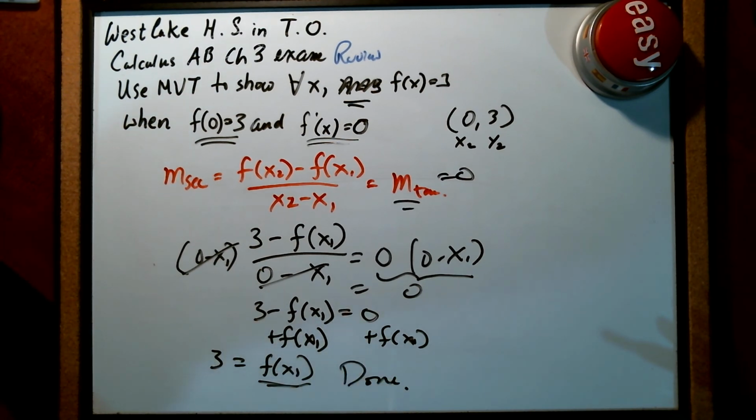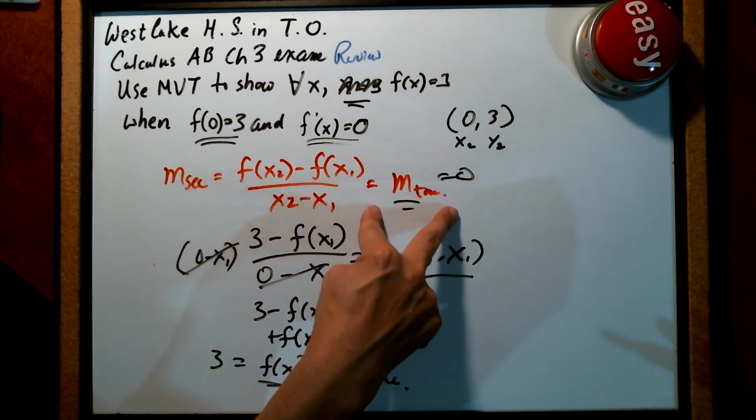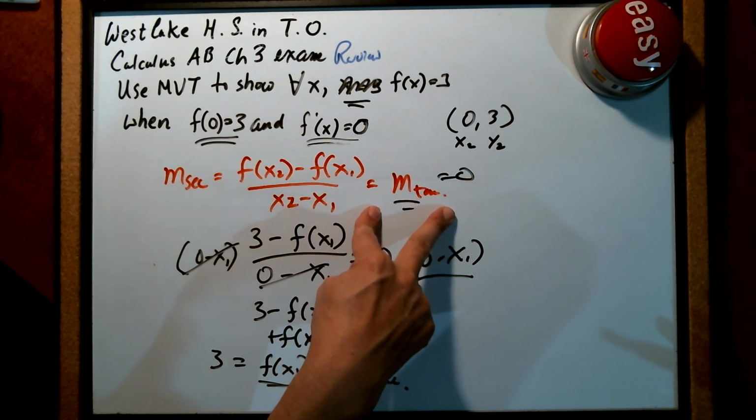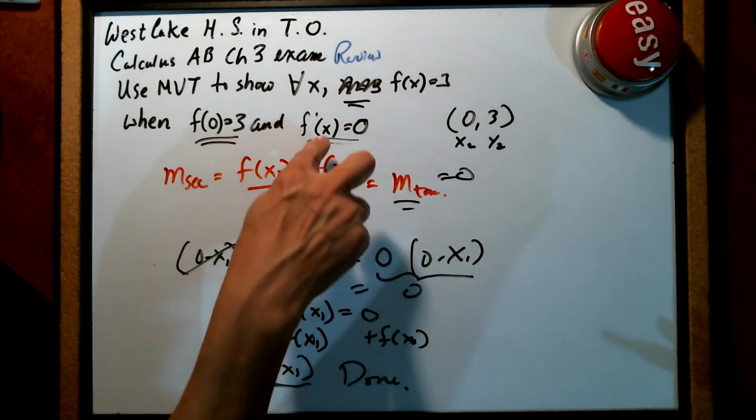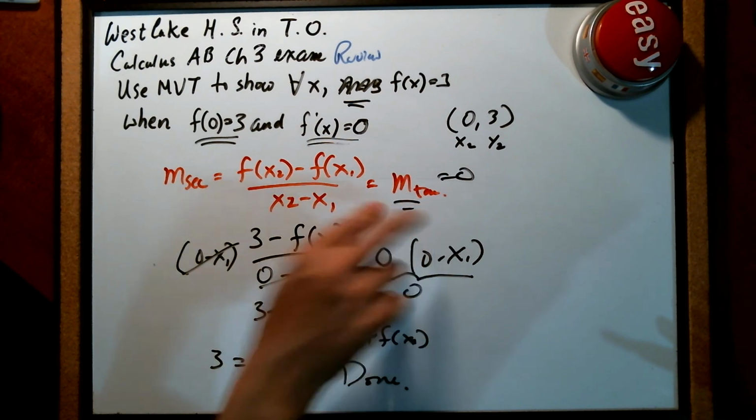Okay. Don't forget, the secant slope has to equal the tangent slope. You can find the tangent slope. Sometimes they will give it to you. Sometimes you have to figure it out by finding the derivative. Good luck.